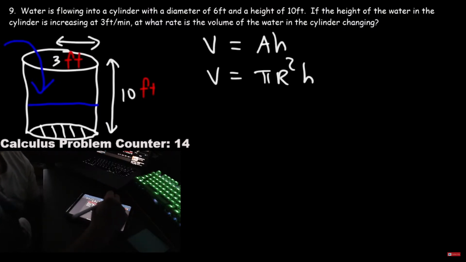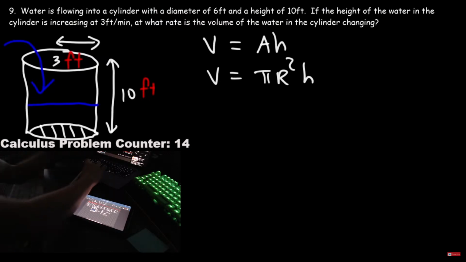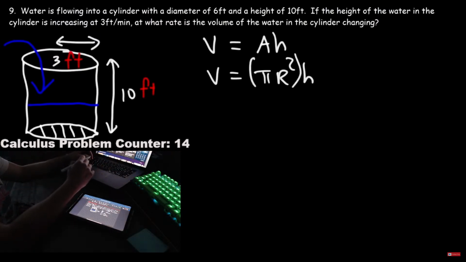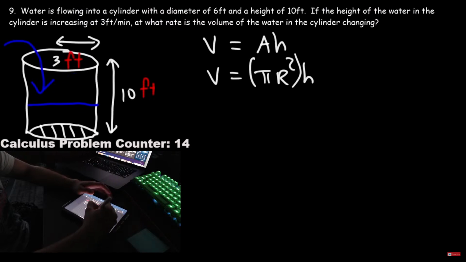Imagine the cylinder being filled up with water. Will the radius of the water change? Now we know that liquids take up the shape of their container. So because the radius of the cylinder is always 3 feet, the radius of the water in the cylinder will always be 3 feet. So the radius is a constant. So pi r squared, that whole expression is a constant. Now the height of the water is changing because as you add water, the water level will rise. So h is a variable.